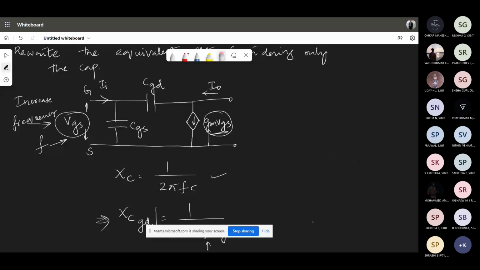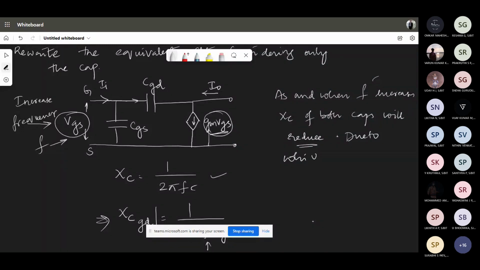As and when the input frequency increases, as and when F increases, what will happen? Xc of both capacitances will reduce. Now, because of that, what will happen? The current is increasing here. Agree to the point? Due to which II should increase. Why is that so? Because the impedance offered by these two is coming down. So it becomes quite obvious that the current has to increase. Agree to the statement?